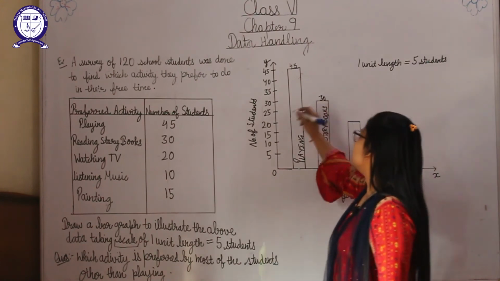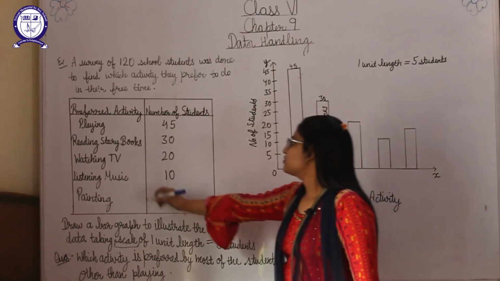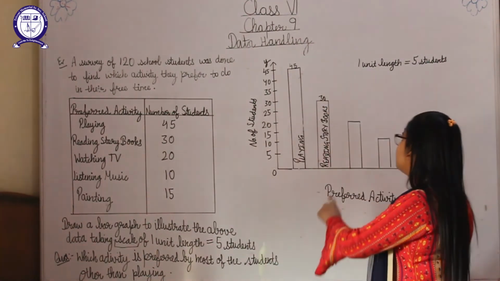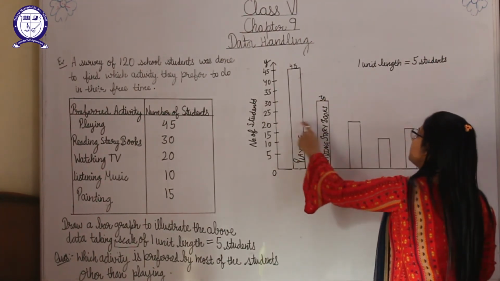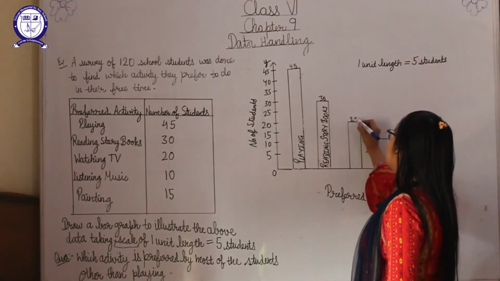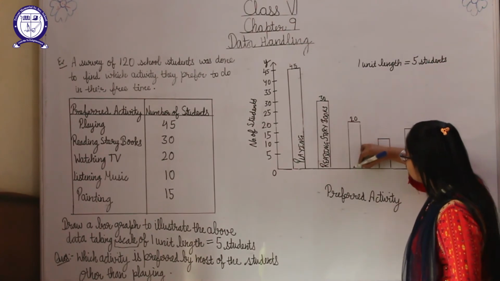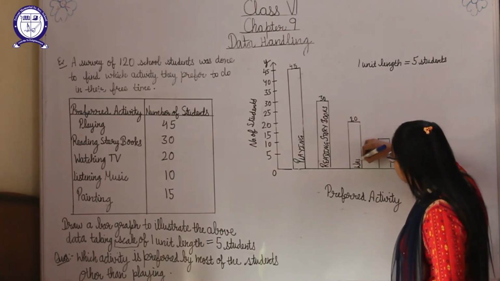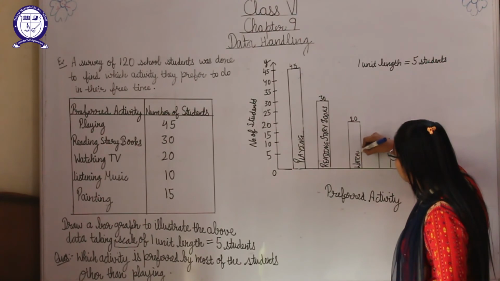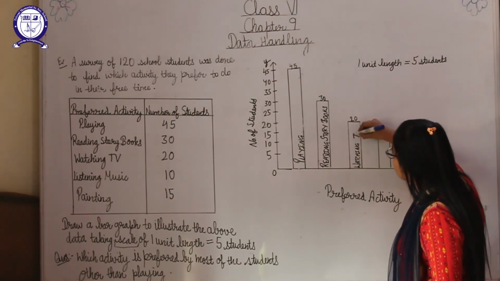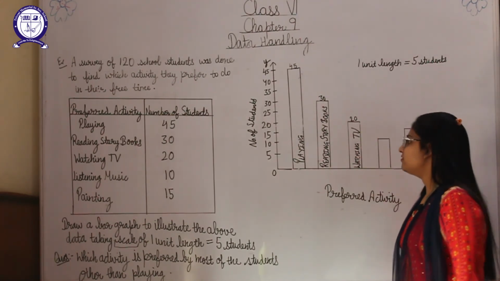How many students read storybooks? 30. Now the next one is watching TV and we have to make it up to 20. We will start from 0 and we will make it up to 20. And we will write here 20 students watching TV, meaning 20 students watch TV in their free time.